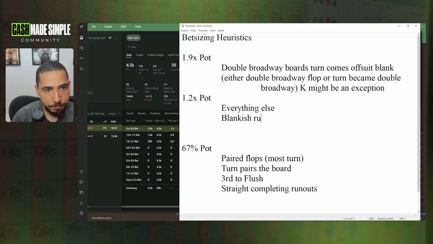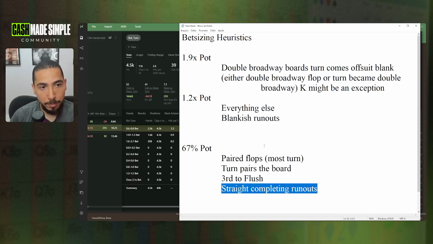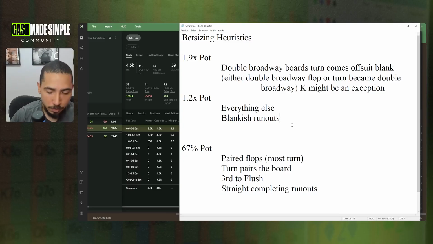blankish runouts, right? So it's a runout that's not a paired flop, it's not a turn that pairs the board, it's not a third to flush, it's not a straight completing. It's a kind of blankish runout. So on the blankish runouts, we're going to use the 1.2x pot. Those blankish runouts, so let's say we have like a queen, 7, deuce, 9 type spot. This is a blankish runout, right?